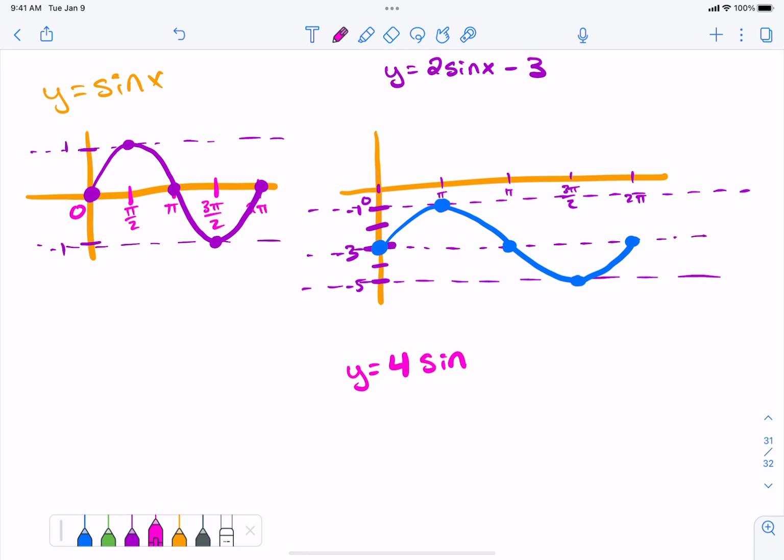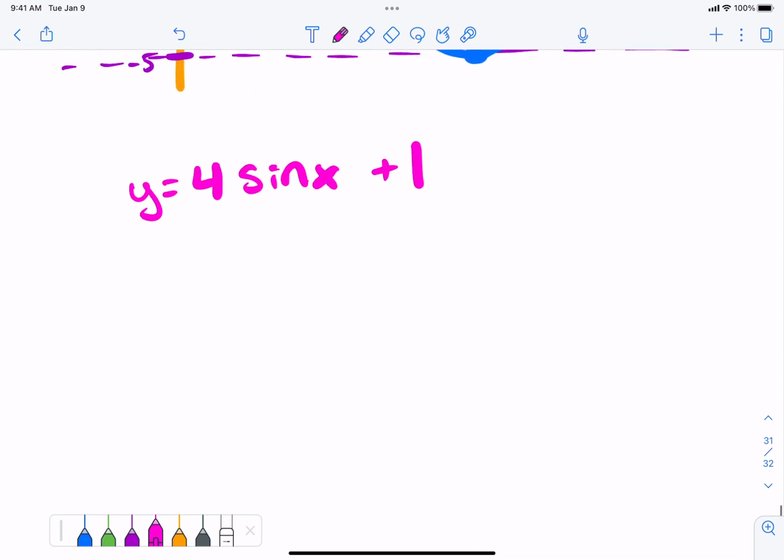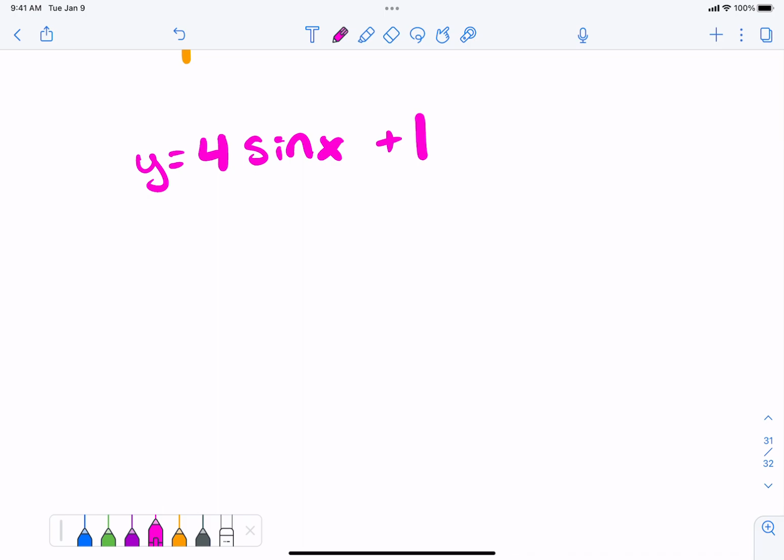4 sine of x plus 1, let's say. Okay, put your markings in there. We're up to 1, and we're 4 more on top of that, and 4 more below that, right? I'll give you a chance to go, and then I'll go. Okay, see if you can graph him. Make your markings really small. You don't want to make him too marked, right?